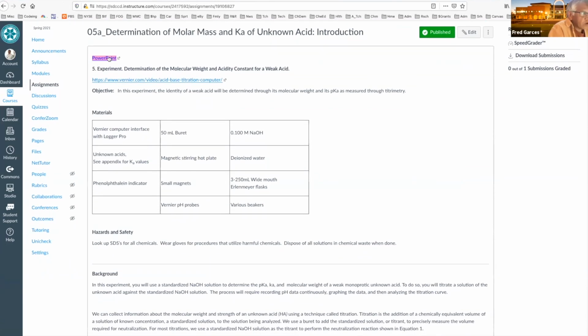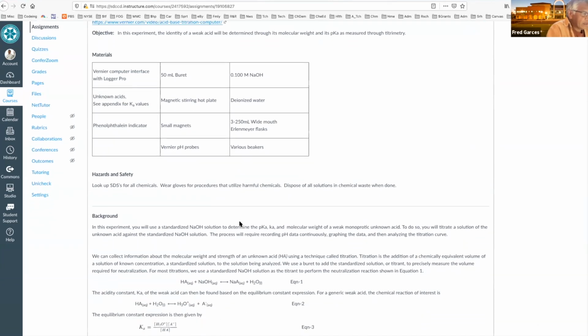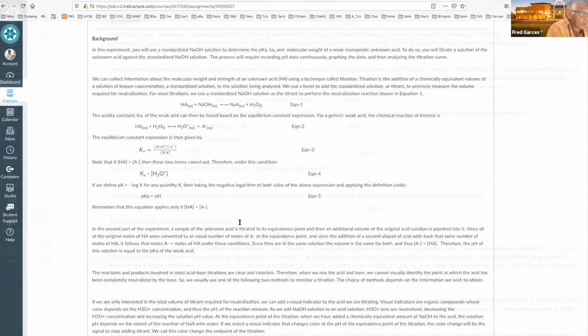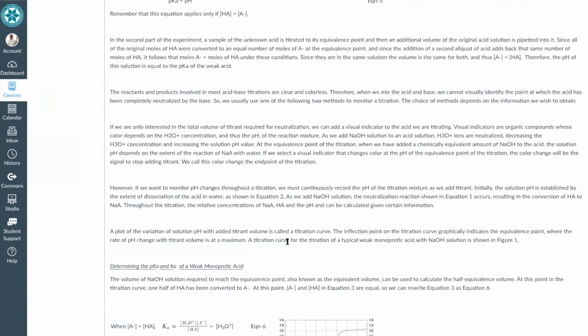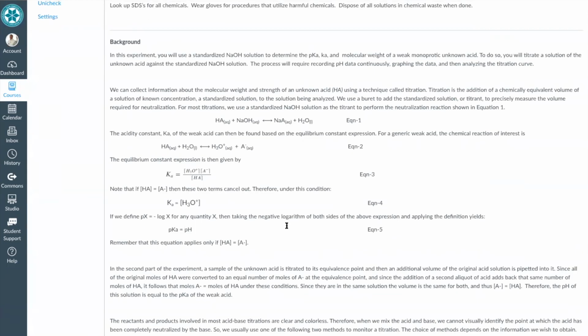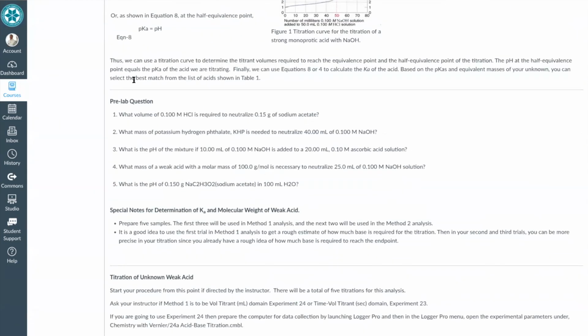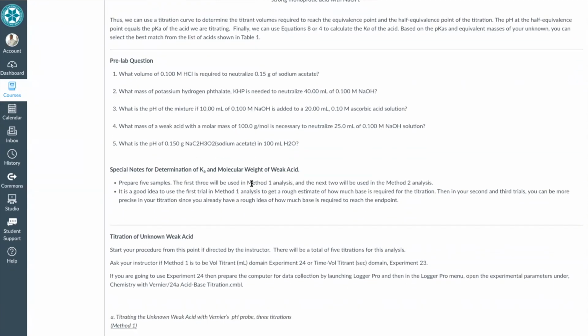You can also look at the PowerPoint, which I will be sharing with you shortly. And then this is just the write-up of experiment number 5 in terms of the background information, in terms of the pre-lab questions. Okay, some of you keep skipping the pre-lab questions. Look for the pre-lab questions.